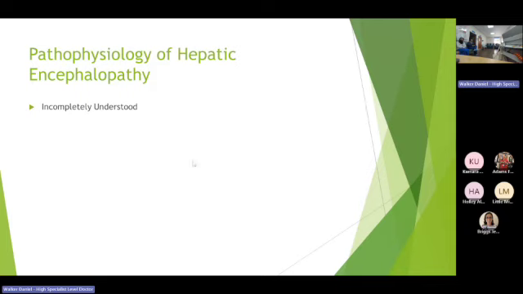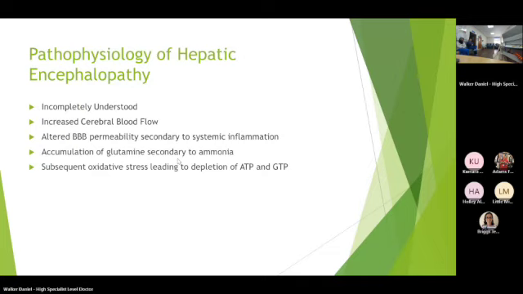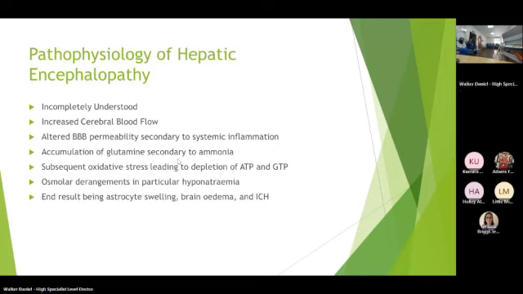It's not completely understood. But as we said, increased cerebral blood flow, altered blood-brain barrier permeability. The ammonia causes accumulation of glutamate. That is an excitatory thing which increases oxidation, but also leads to depletion of ATP and GTP. You also get osmolar derangements, and the end result is you get cell swelling, you get brain edema, you get increased intracranial pressure.